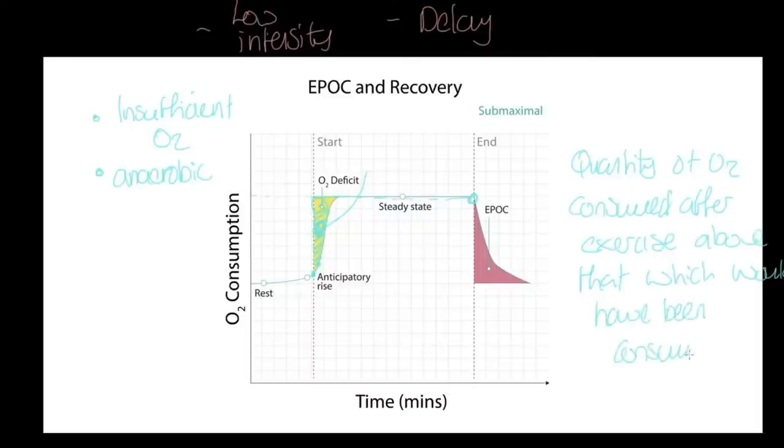So, in other words, our system does not drop down to resting levels immediately. It has to oxidize this anaerobic work that has been done previously. It's really, really important that we realize that. So EPOC is to pay off oxygen deficit. Now let's take this a little bit further.